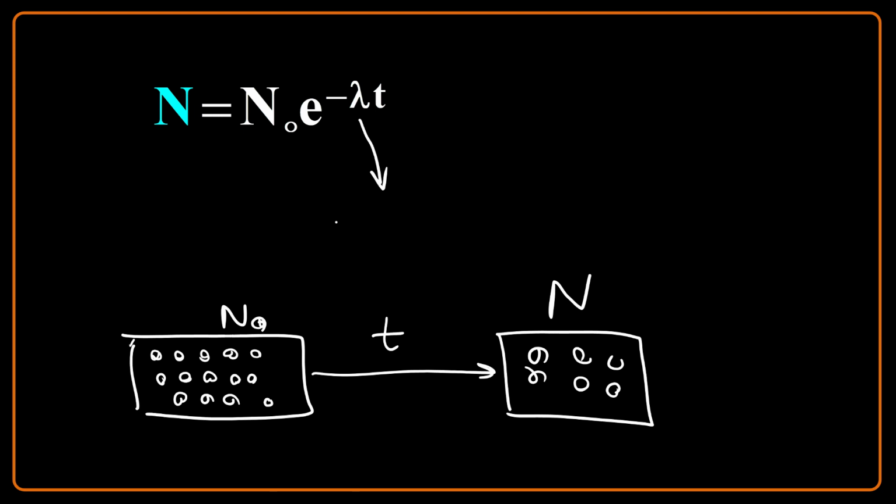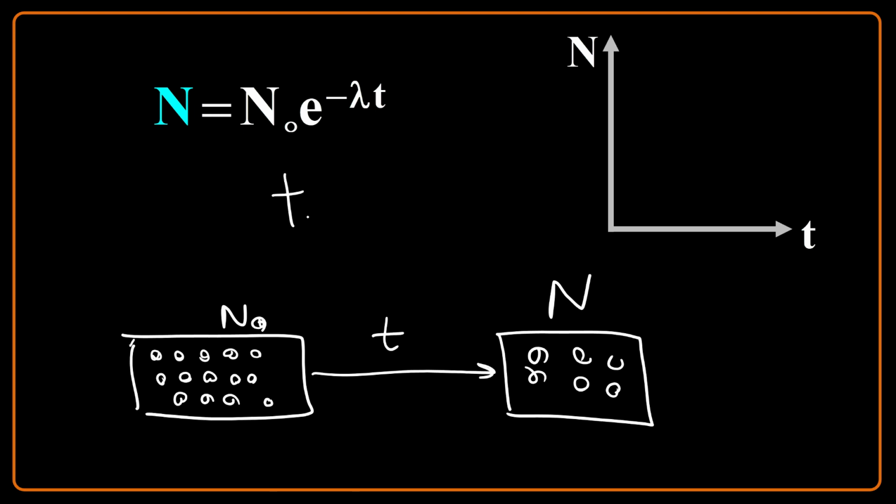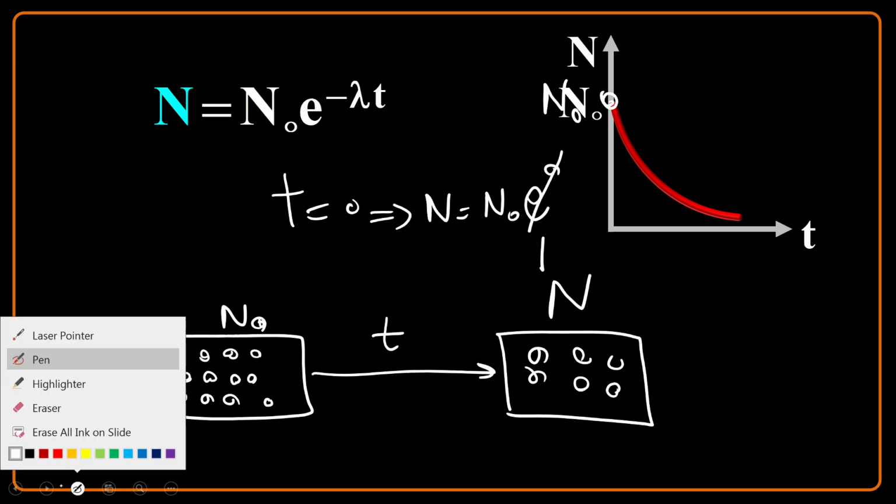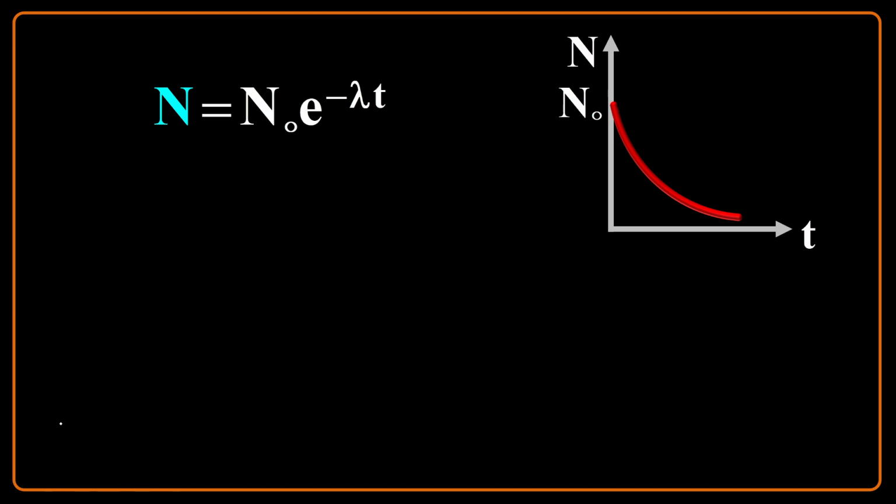What should I do here? This relation is an exponential relation. If you put t equal to 0, N will be N0 e to the power of 0, which is 1. So it starts from N0, and the form of the function is something like this, exponential. This is not linear. What should I do to linearize that?